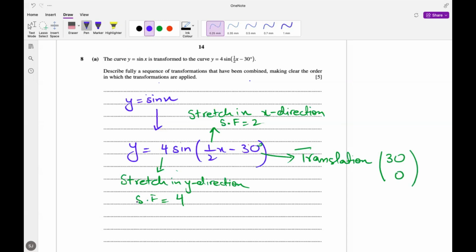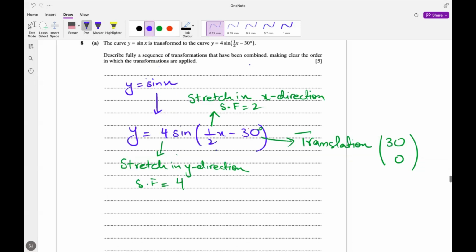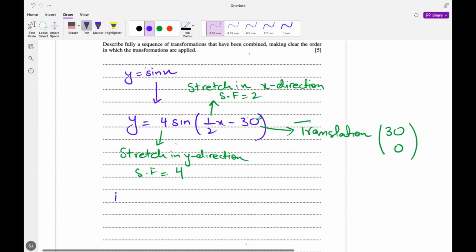Now, to put this in order, we can put the stretch in any order. However, when there is a movement in the x direction, we apply the opposite of the usual arithmetic order. In arithmetic, we first multiply and then we add or subtract. However, when we are talking about movements in the x direction, first we'll always apply the addition or subtraction transformation, and then the multiplication or division. So we can put the translation as the first transformation.